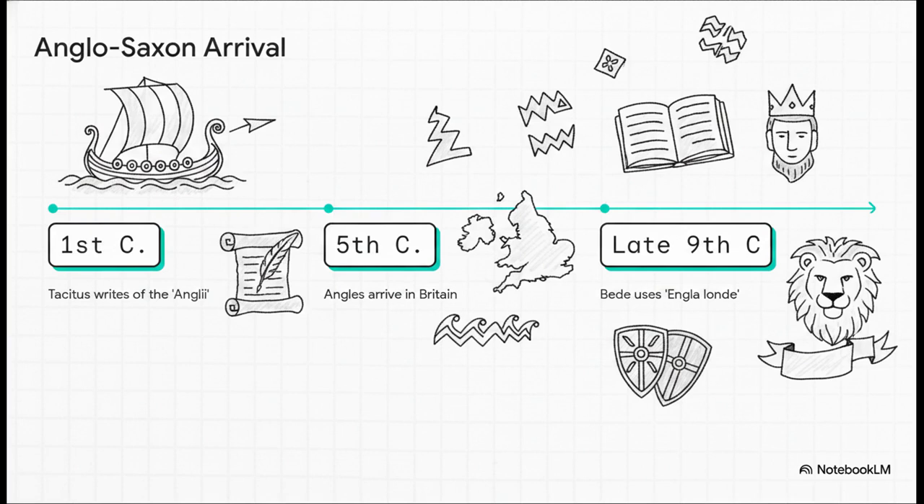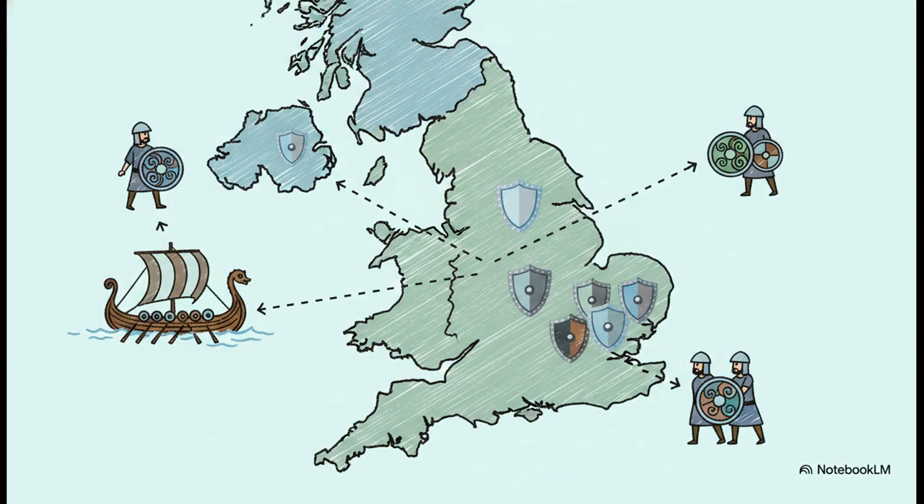As the Roman Empire withdrew, Germanic tribes crossed the North Sea in the 5th century and deeply branded the territory. The primary group here was the Angles, originating from the Angeln Peninsula in modern-day Germany. Classical writers like Tacitus had actually noted the Angles centuries prior, and by the late 9th century, writers like Bede were referring to the territory as Angleland, literally the land of the Angles. But history is all about perspective.